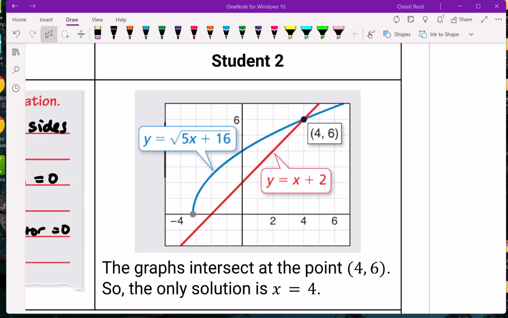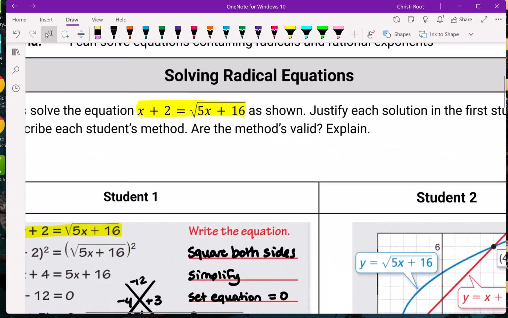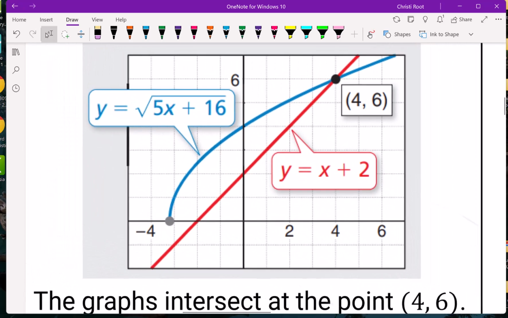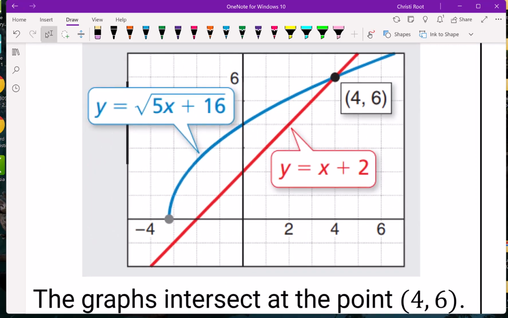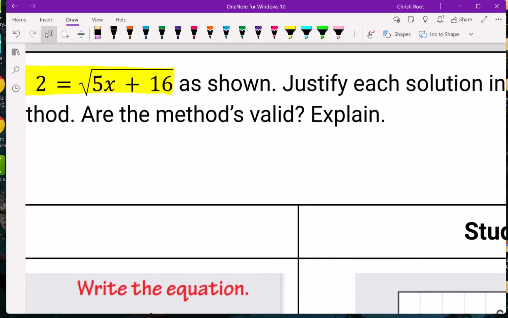Okay, so student number 2, they had a very ingenious approach, I guess. It's very creative. Do you see what they did? They took the equation and they split it into 2 different functions. So if you notice, the left side is x plus 2. That one is red. And when they were in Desmos, they didn't say just x plus 2, they said y equals x plus 2. Because remember, in Desmos, if you do y equals, it gives you more detail. That's always a good thing to do. And then they said y equals the square root of 5x plus 16.